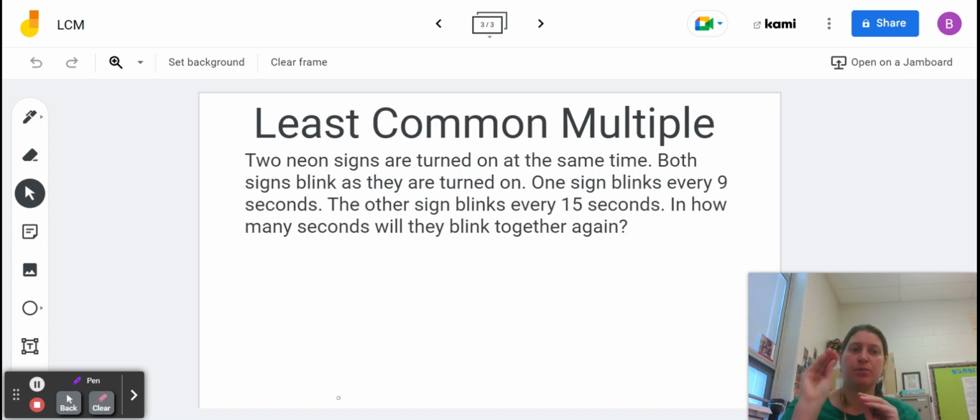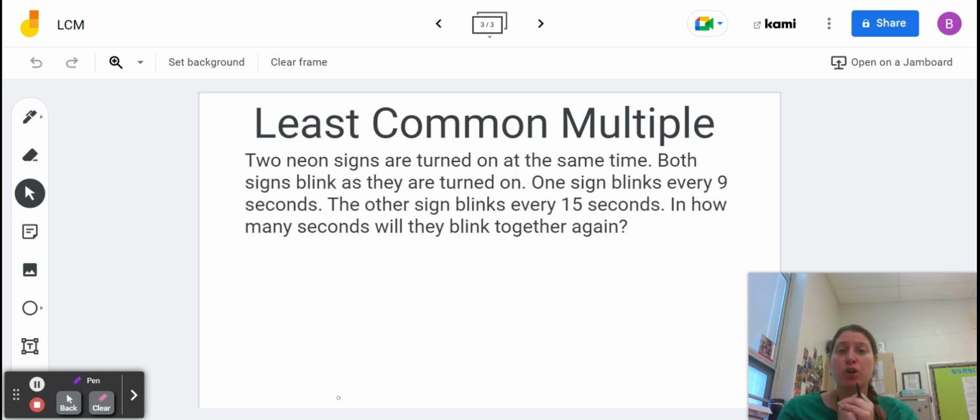So this one is blinking faster than this one. This one blinks every 9 seconds, and this one blinks every 15 seconds. So I need to figure out when they will eventually match. When something is happening repeatedly, that's multiplication. And so when I'm trying to figure out when things happen together, repeated at different times, but trying to match, I'm going to be finding a least common multiple.